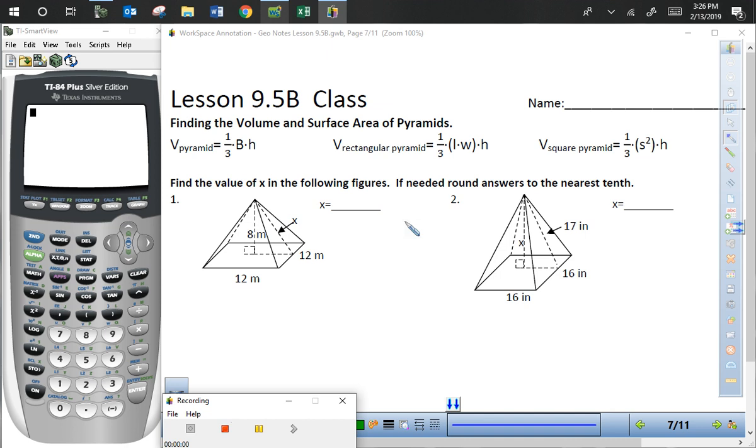Alright, so at the top of your screen here you should see three separate formulas for the volume of pyramids. The first one is our basic formula, and we're going to use that all the way through today. But then the second two are broken down into the types of pyramids we've been working with. We've got rectangular pyramids, that just means the base is a rectangle, and then we've got square pyramids, the base is a square. You'll notice the 1/3 shows up in front.